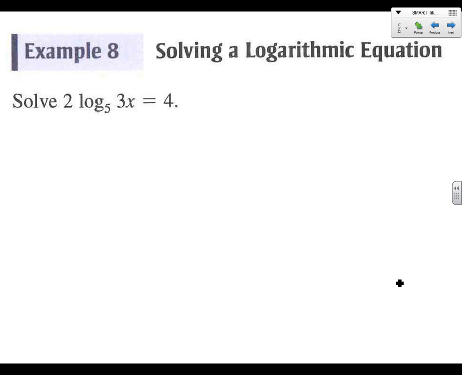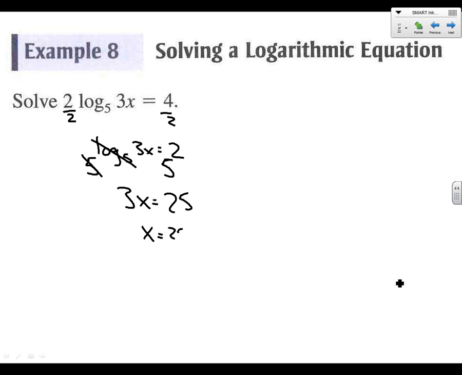And one more example for this video, example 8. Let's get x by itself. First step, divide the 2. Log base 5 of 3x equals 2. All right, first time we've had to get rid of the log before we're done here. How would we get rid of log base 5? Raise everything using 5 as your base. 5's cancel. 3x equals, what's 5 squared? 25. So x equals 25 over 3.